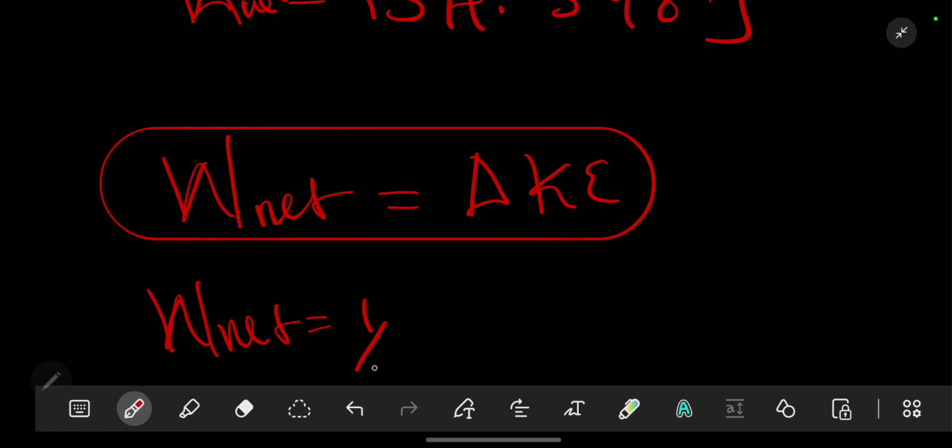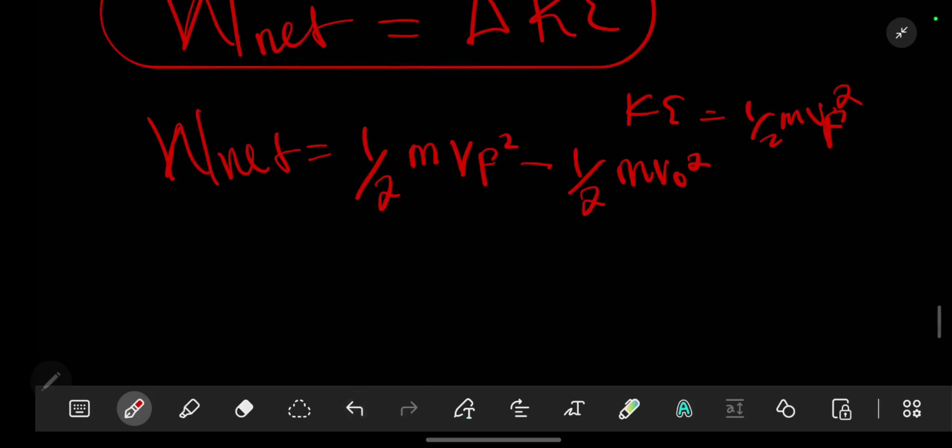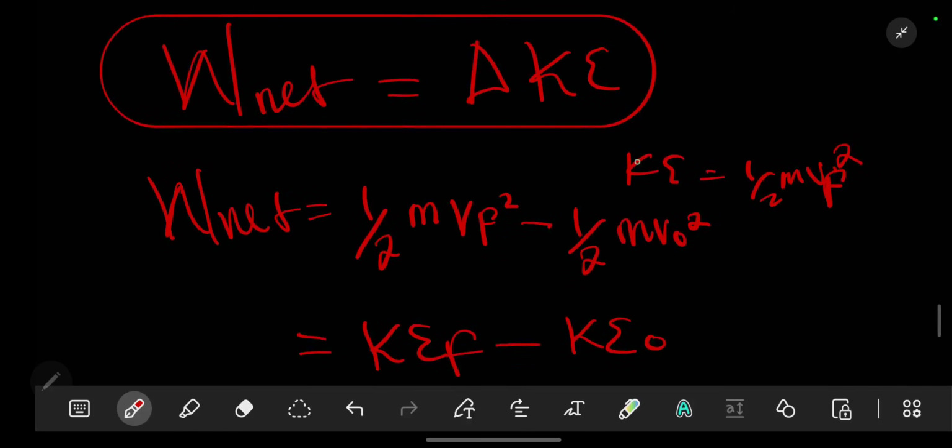It means to say subtract the final kinetic energy. We know that kinetic energy is equal to half mv squared, but in this case the final will be our first one. We're going to say half mv final squared minus the initial half mv initial squared, like that. So in other words, this was the kinetic energy final minus the kinetic energy initial. That is how you calculate the change.